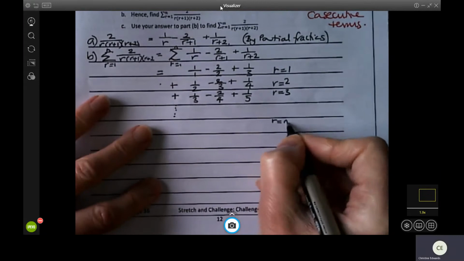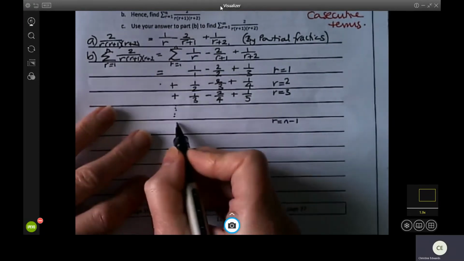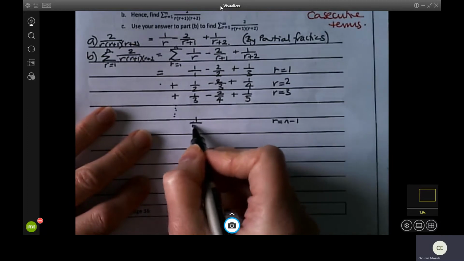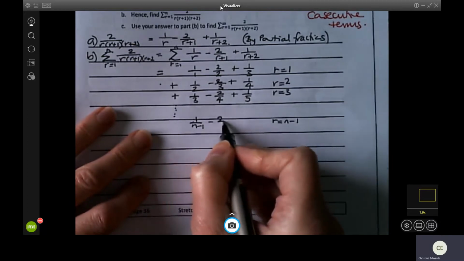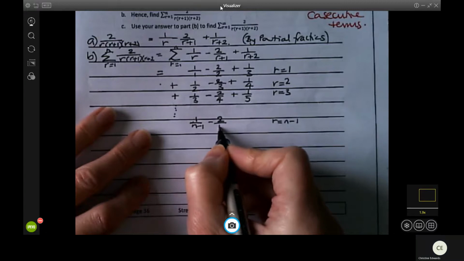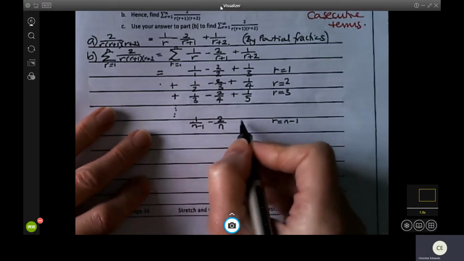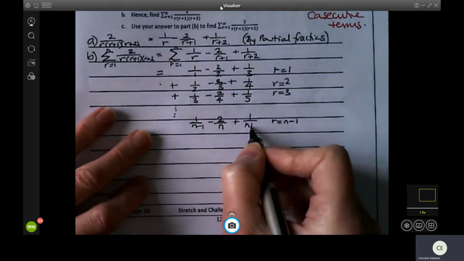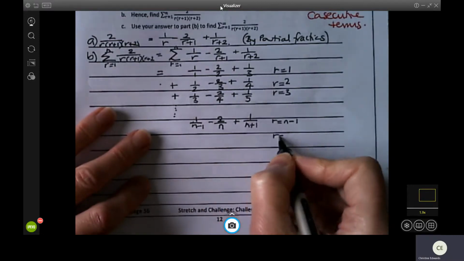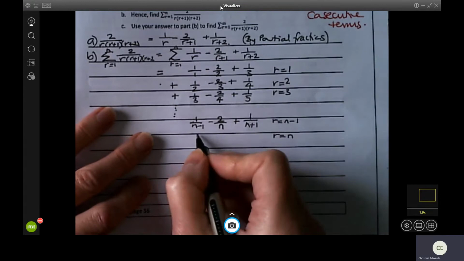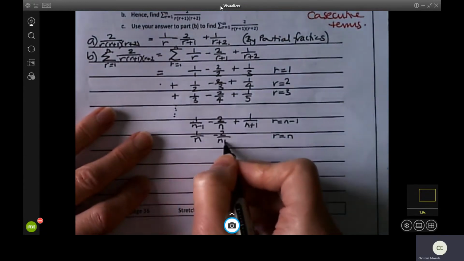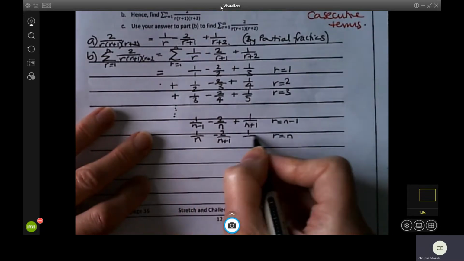R equals n minus 1. So 1 over n minus 1 minus 2 over n plus 1 over n plus 1. Lastly, r equals n. So 1 over n minus 2 over n plus 1, 1 over n plus 2.